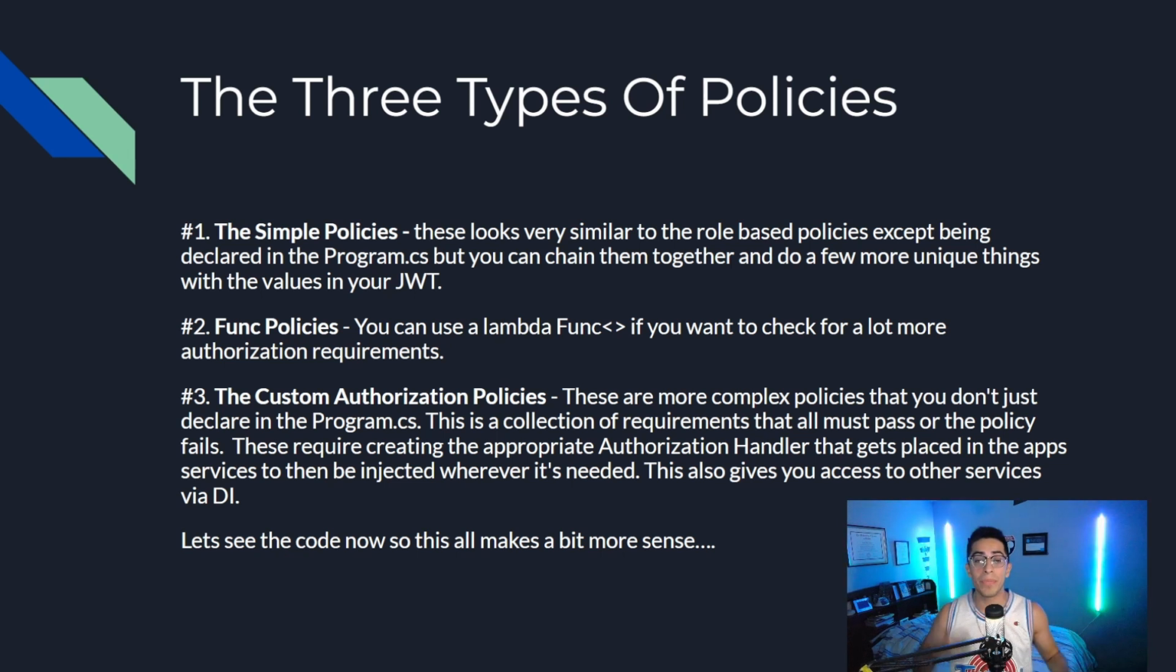And number three, we have the custom authorization policies. These are the most complex type of policies you can have, and you don't just declare these in the program.cs. This is a collection of requirements that all must pass or the policy fails. They require a requirements class and also an authorization handler class, and I'll show you guys how to do that. And then you create a singleton in the services section so that you can actually inject these and then use whatever type of services. You can have full-blown logic in these policies.